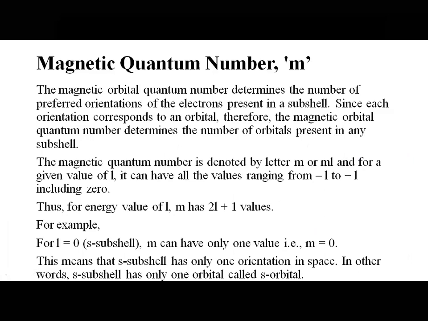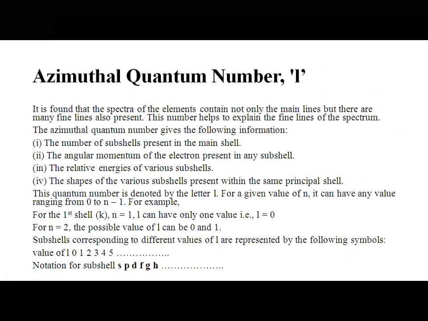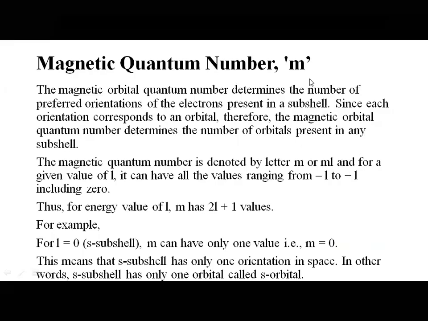Third one, magnetic quantum number. Yes, before that, the principal quantum number was proposed by Bohr. The azimuthal quantum number was proposed by Sommerfeld. This person proposed the azimuthal quantum number. Yeah, please do remember it. Third one is magnetic quantum number. Magnetic quantum number was proposed by Zeeman.